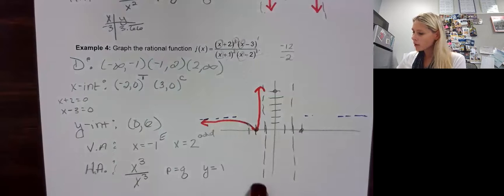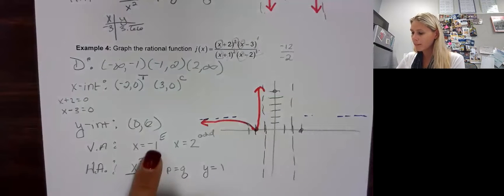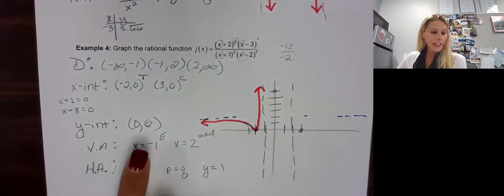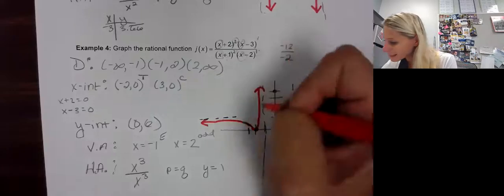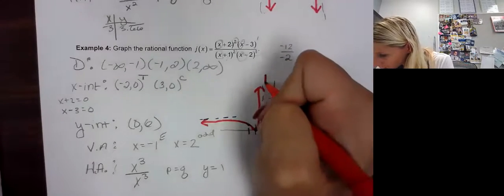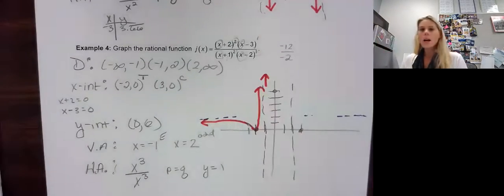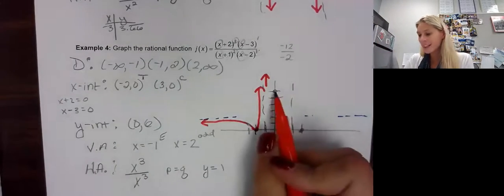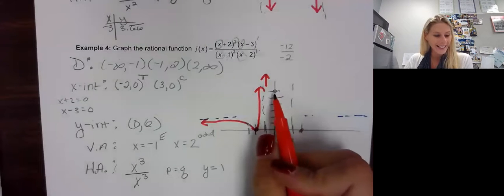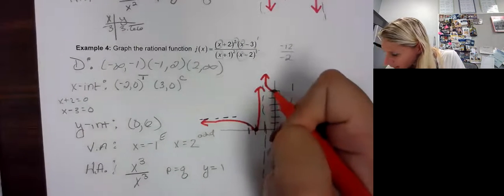Okay, now at -1, we are even. So what does even mean again? Even means that I'm going to be in the same direction. So I'm going up. Now I put that up there, guys, because since this is an intercept, I'm going to have to come across here.